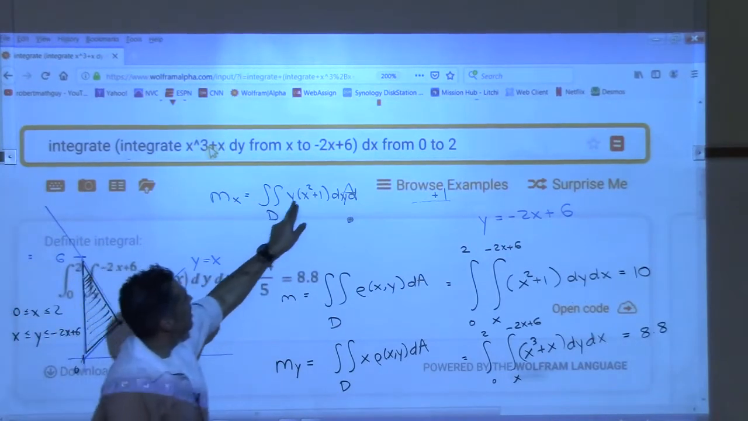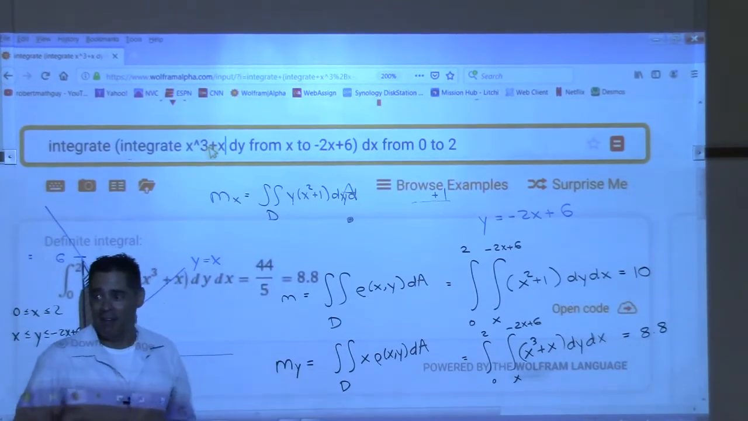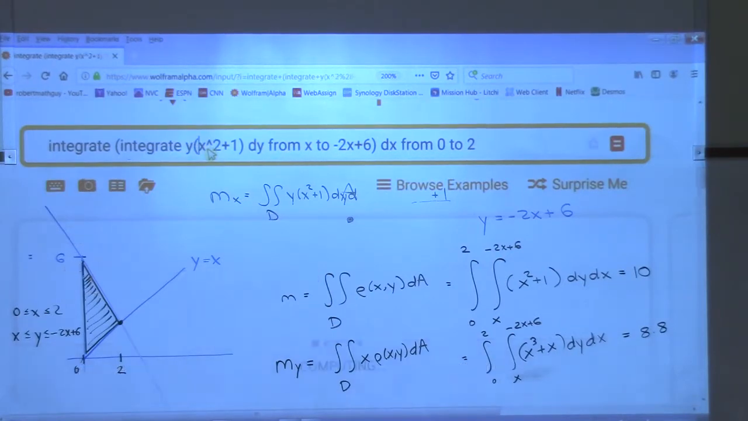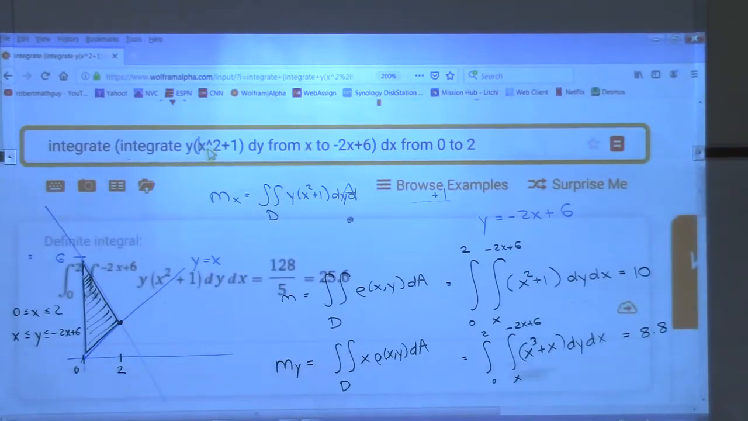So now when you integrate this with respect to y, it's going to not be that great. Are you following what I'm doing here? Okay, so I'm going to go ahead and go up here and change this now. This will now become y times x squared plus 1. I messed that up. 25.6.